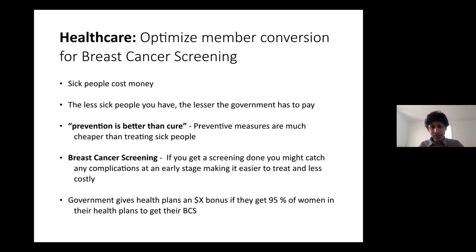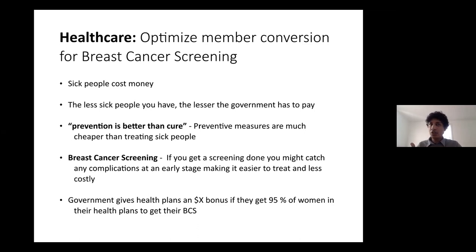So what does the government do? The government actually wants people to get these preventive measures because it's cheaper for them. So they decide, you know what, we're going to give health plans an X dollar bonus if they get a certain percentage of people to convert for a certain measure. Now, when I say measure, it can be anything.